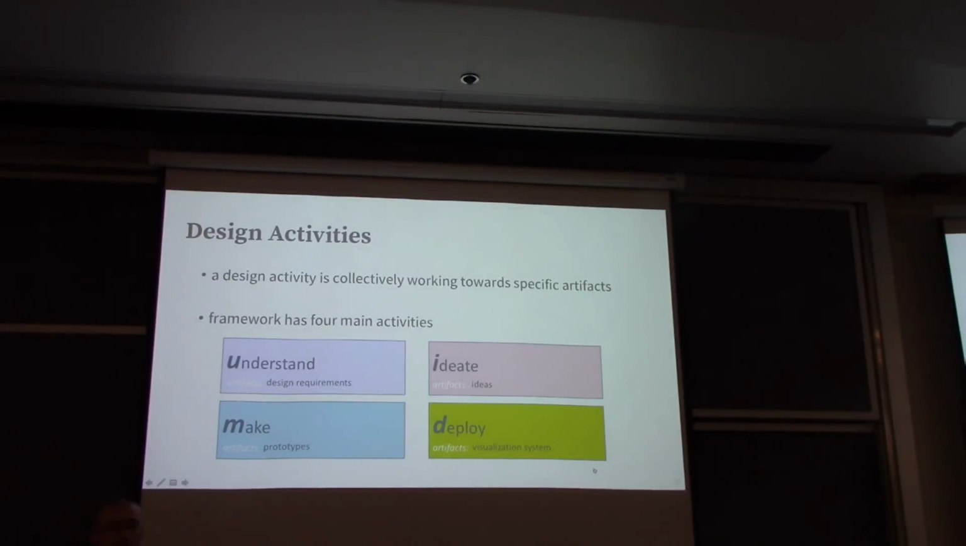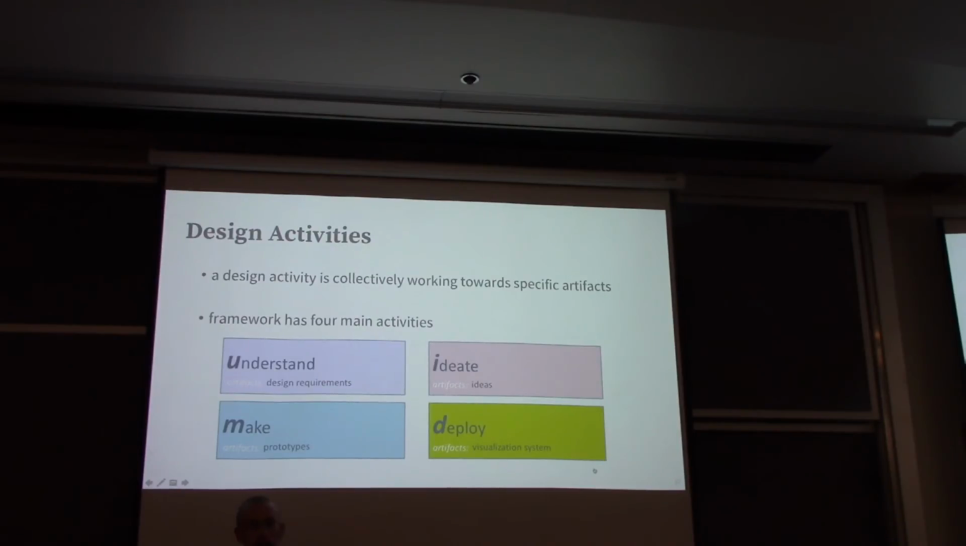And so each of these design artifacts, there's a whole set of them, and a design activity is where you're working towards a specific set of artifacts. Each activity, and we have 4 of them we've identified, has a different artifact. This framework has 4 main activities. The understand activity is about the artifact of design requirements, like the personas we just talked about. You might see this referenced in purple, or with a little U to represent the understand activity.